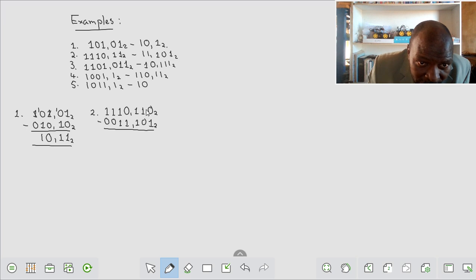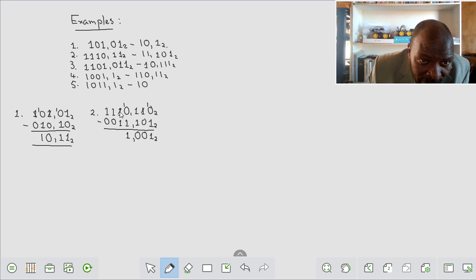We can't do it here, so we come and borrow there. That becomes a 1, 0, which is a 2. 2 minus 1 is a 1. Okay, this is a 0 now. 0 minus 0 is a 0. 1 minus 1 is a 0. And then comma. We can't, so we come and borrow there. This becomes 1, 0, which is a 2. 2 minus 1 is a 1.